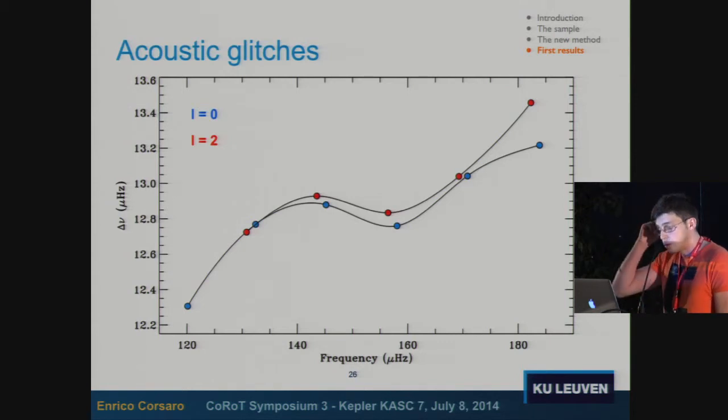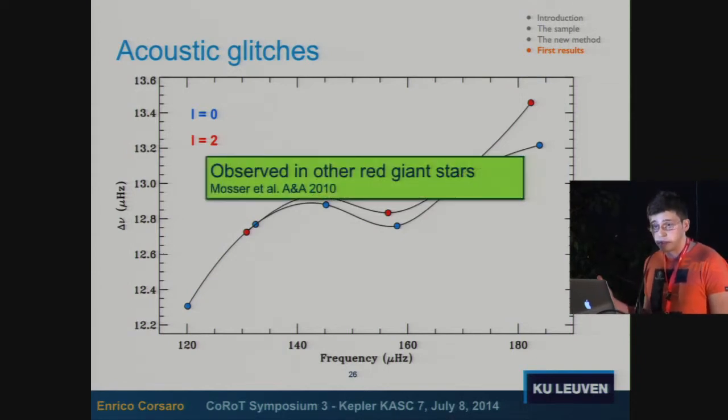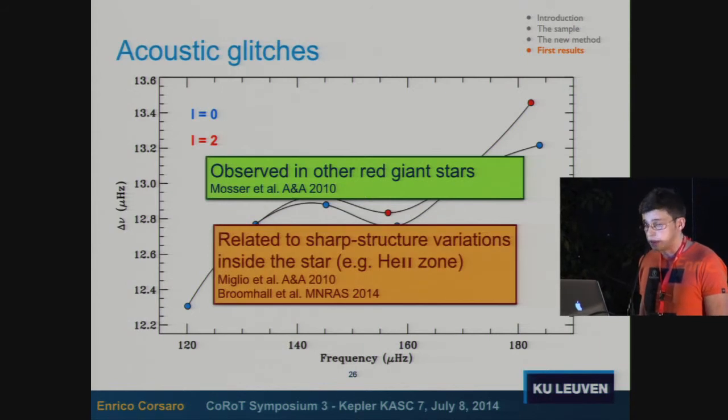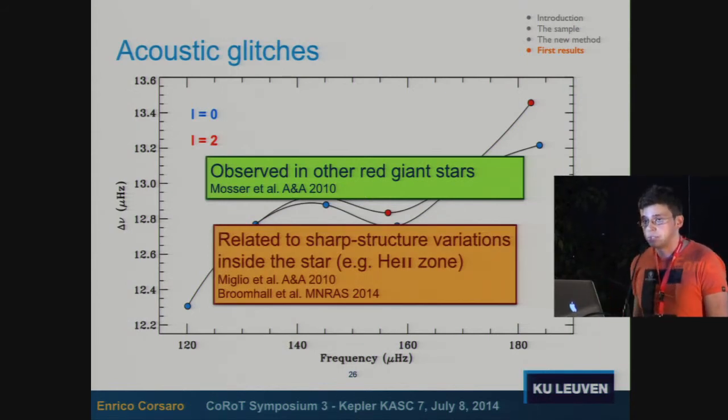And lastly, also the acoustic glitches. By plotting the simple large separation as a function of the frequency in the star, you can clearly see the sinusoidal behavior, and this is both for radial and quadrupole modes. This is also observed in other red giant stars and is related to the presence of sharp structural variations inside the star, very likely the second helium ionization zone. And they can be used to determine the position of these structures inside the star.